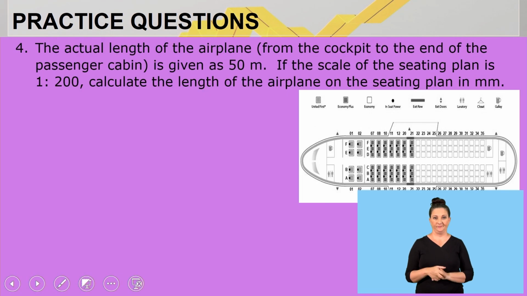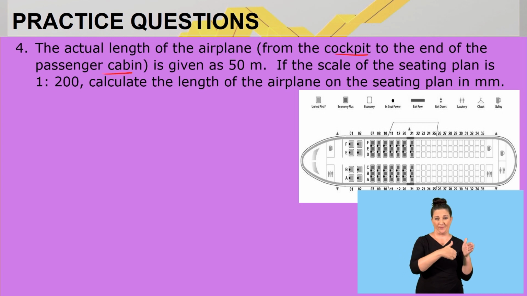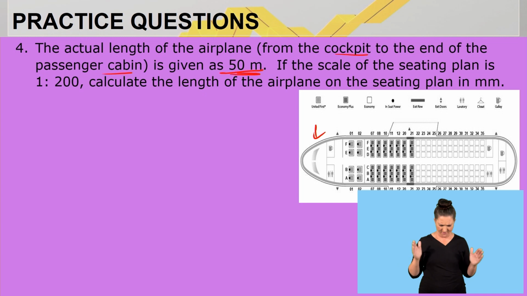Our next question says the actual length of the airplane from the cockpit to the end of the passenger cabin, right? So there's our cockpit, and then there's the end of the passenger cabin, is given as 50 meters. I want you to understand that this is the actual length, meaning in real life, not the length here. There's no way that 50 meters will fit into this small picture, okay? Be realistic in this case, or in all cases in our subject.